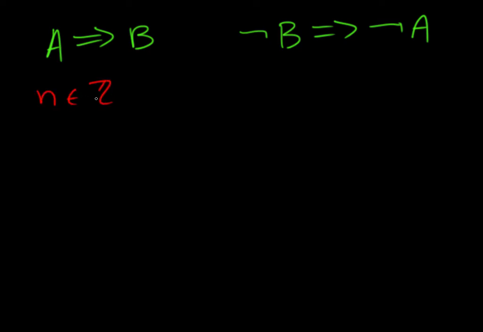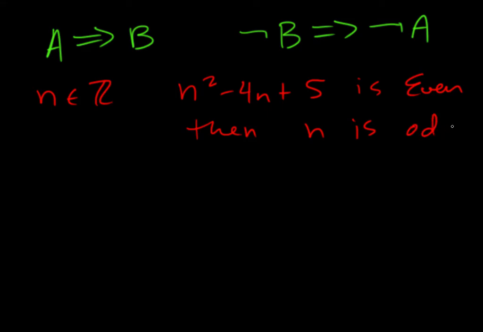Alright, so let's try an example. So n is an integer, and we need to prove that n squared minus 4n plus 5 is even. Then n is odd. Okay, so if this function is even, like if we plug in an n and it comes out to be an even number, then the n must have been an odd number.